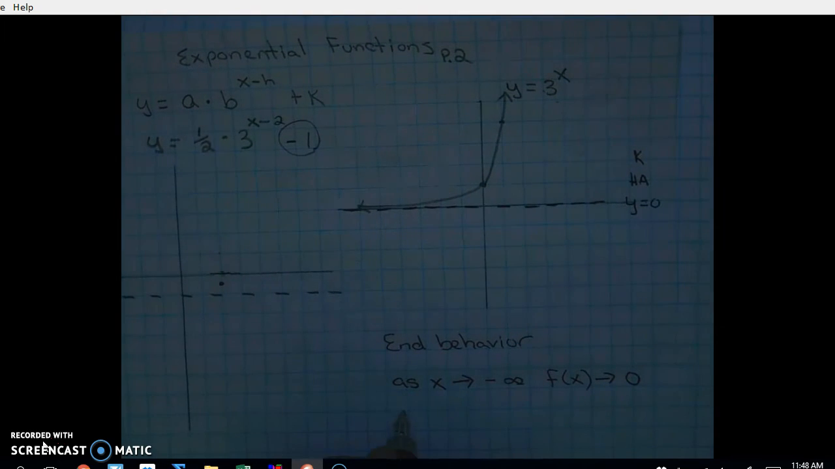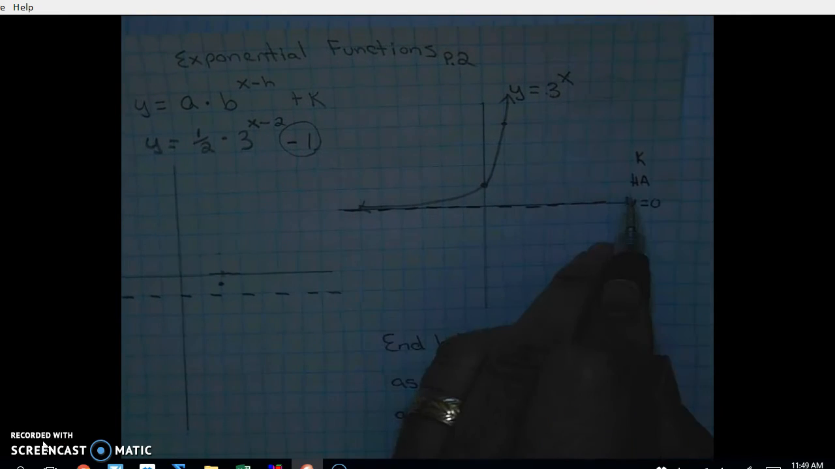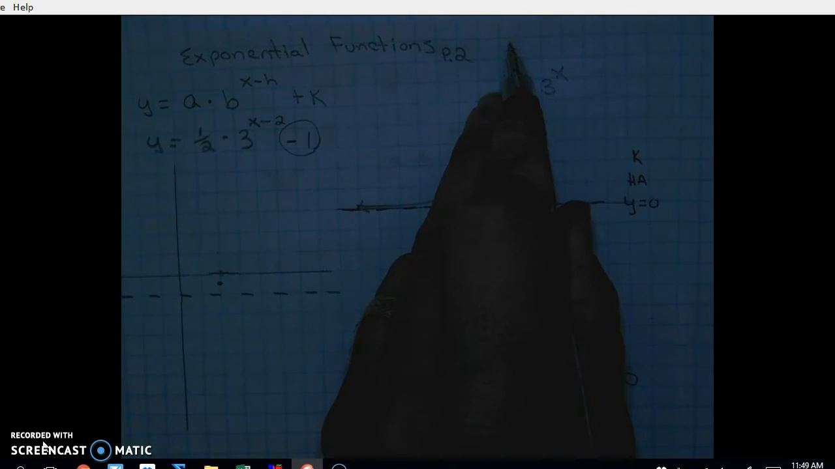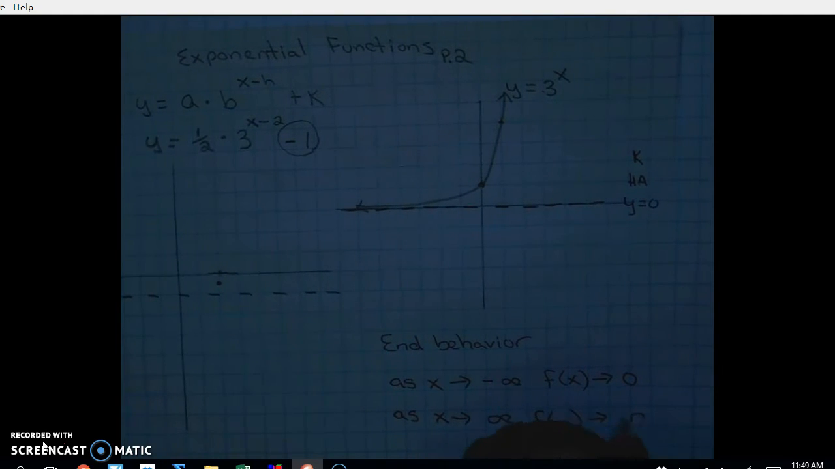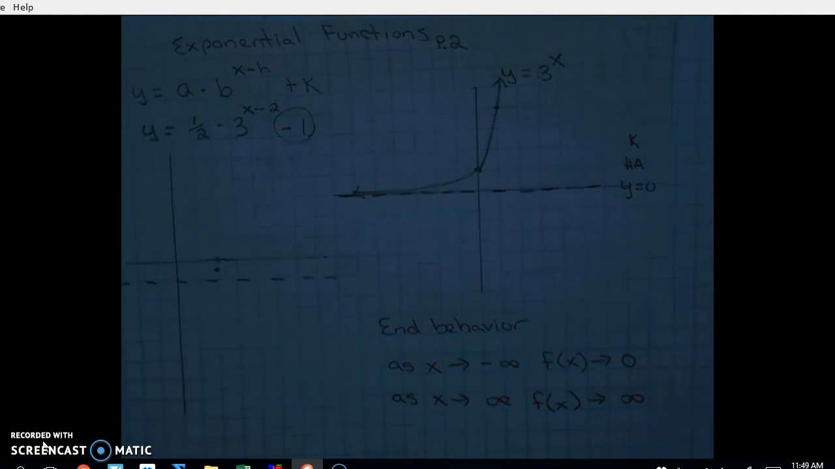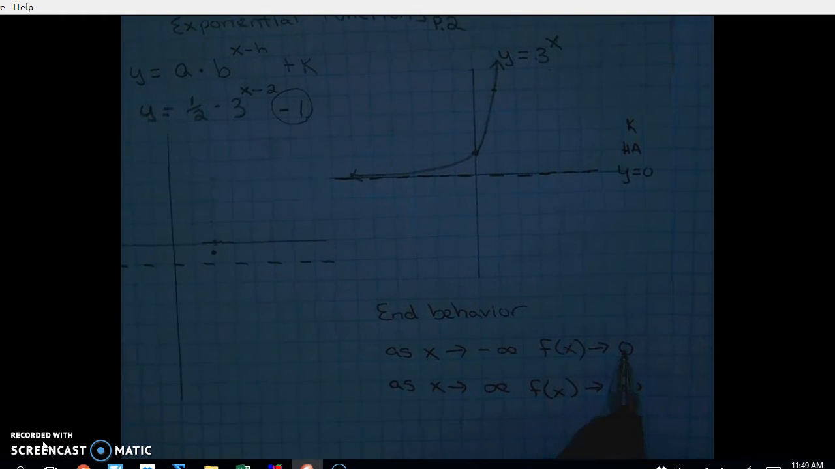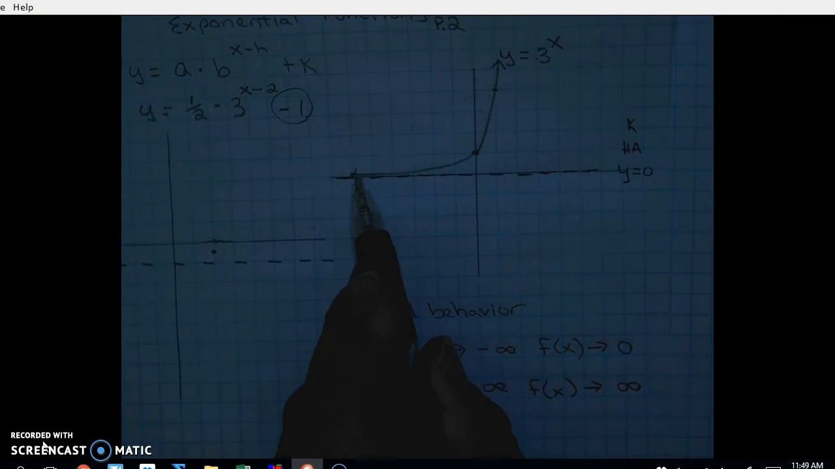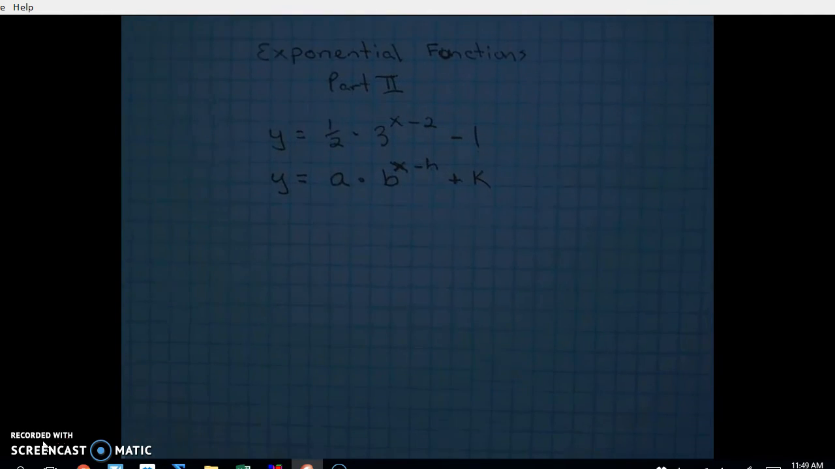And going on the right side, as x approaches positive infinity, because we're going to the right, y, the arrow is pointing up, so f of x is approaching positive infinity. Okay, so a little bit different here because we have an asymptote that's preventing this graph from going any lower than this line here. So let's take a look at this problem.